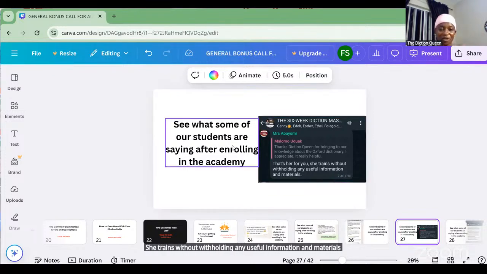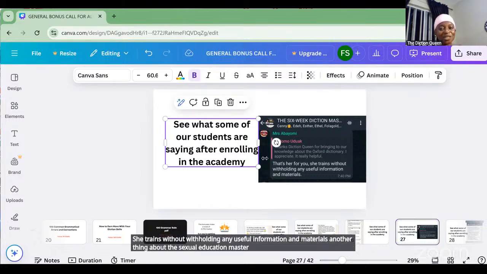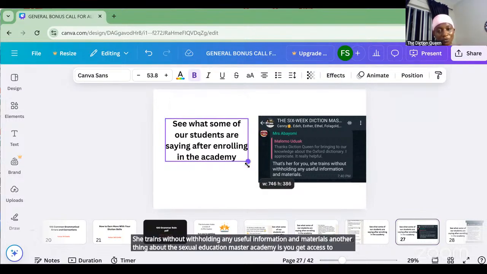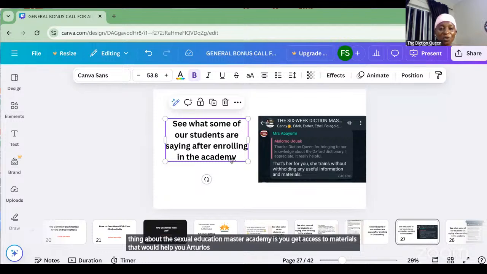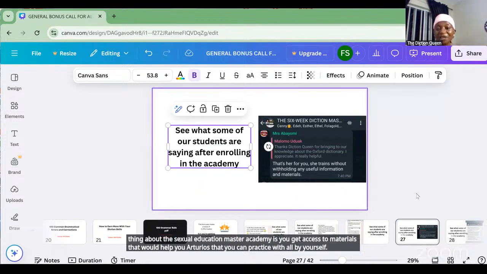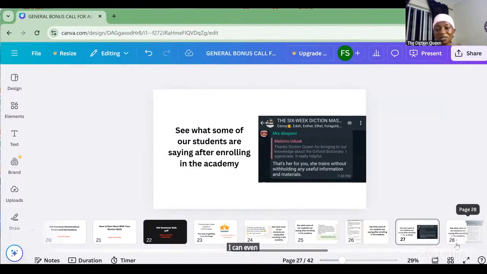Another thing about the Sixth Diction Master Academy is you get access to materials that would help you. Materials that you can practice with all by yourself, that you can even share with people and use in practicing with them.